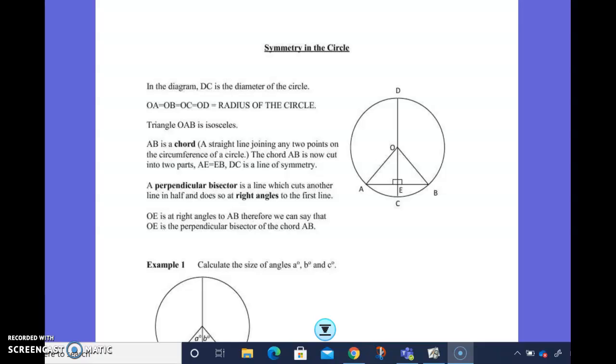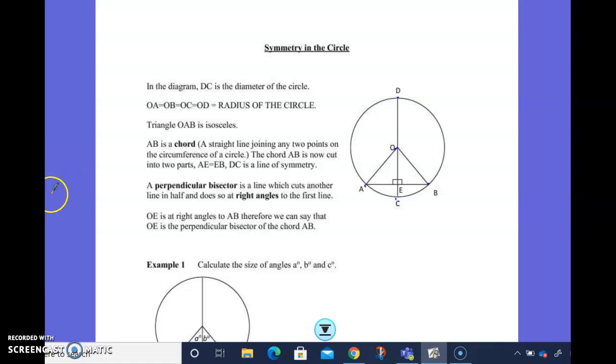In this circle here, we've got the line DC, which goes through the centre of the circle and goes from one side to the other. So it is a diameter. If we look at O to A, O to B and O to C, they all go from the centre of the circle to the edge of the circle. So they're all a radius.